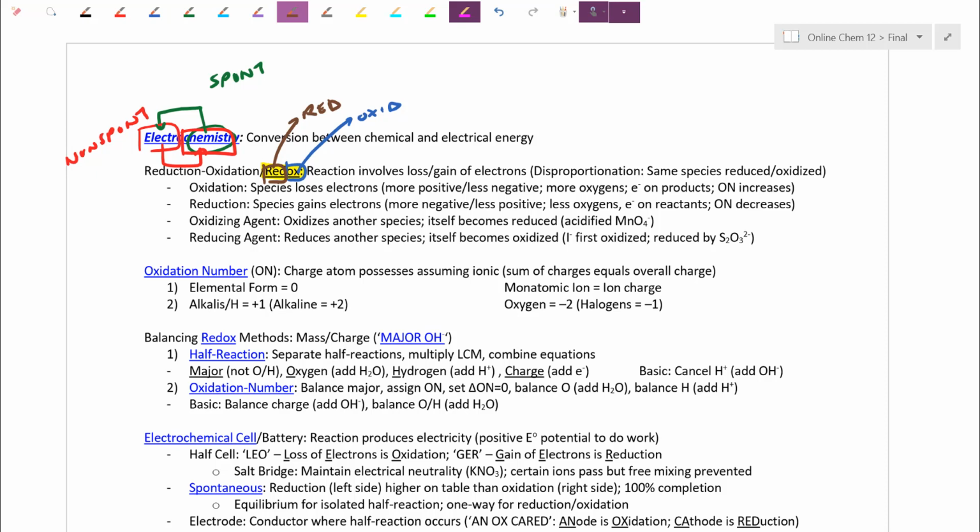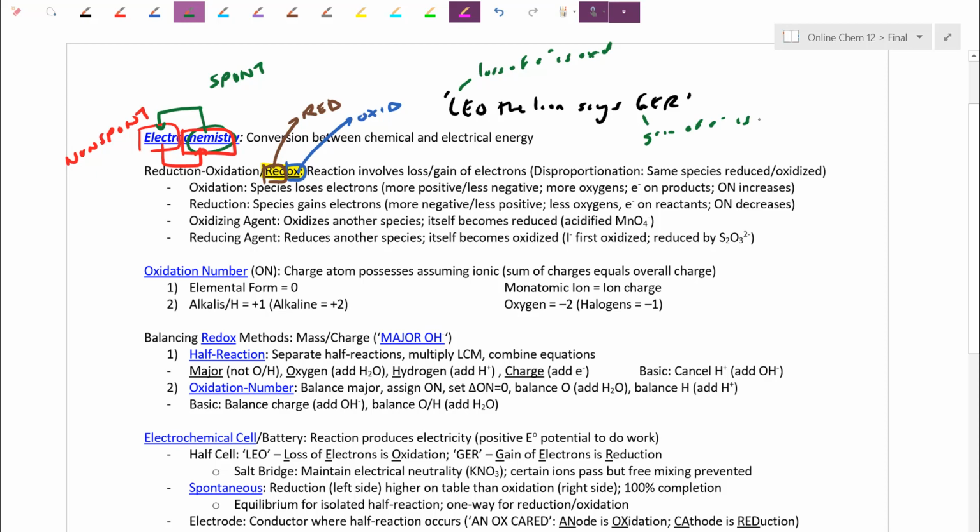So again, we had a lot of different memory aids here. We can say here, Leo the lion says grrr, just spelled GER like this, okay? And therefore you can say a loss of electrons is oxidation, or a gain of electrons is reduction, and they have to happen together. Remember, when we're asked to label who got oxidized, who got reduced, as well as your agents afterwards, we are looking at the reactants.